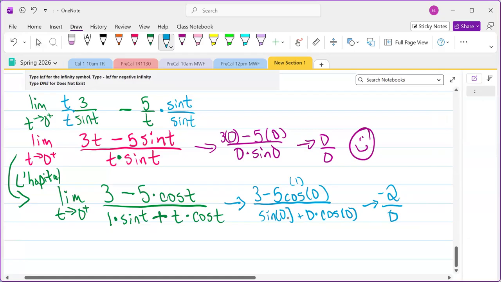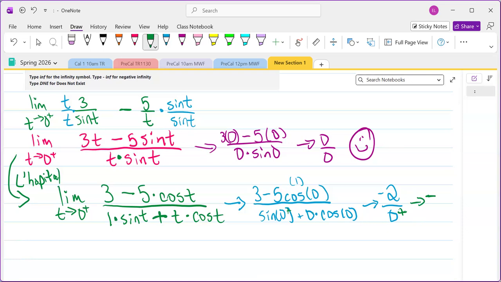But on the bottom, we want to make sure we consider that everything is coming from the positive side, and it is, because we had the limit from the positive side. So sine from the right is positive values, t from the right is positive, and then cosine of 0 is +1. So this is all 0 from the positive side. So the -2 will make this answer negative infinity.